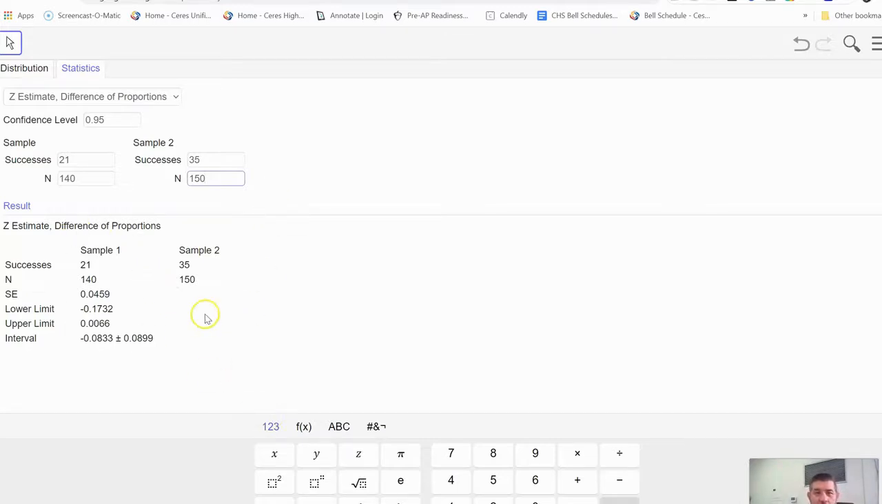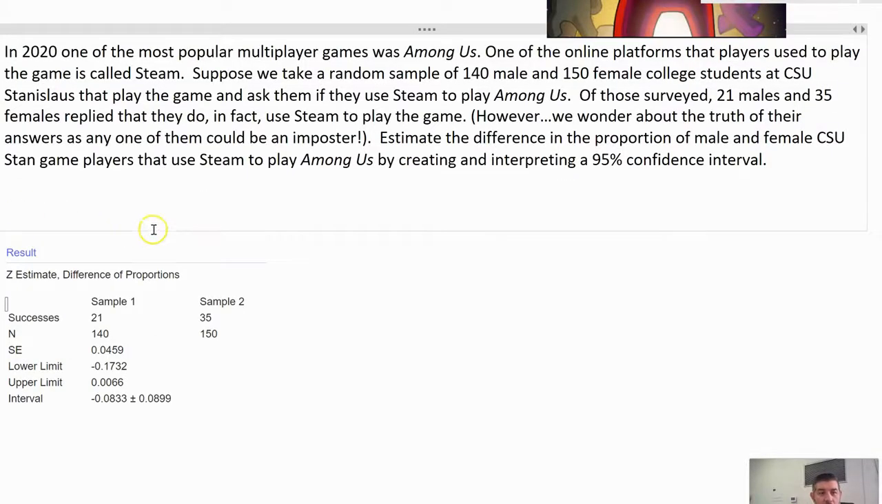So what we're going to do is we're going to cut and paste this into our document so we can see what that looks like. Okay, just as we did before, we're going to use our lower limit and our upper limit, right? Now, notice that our lower limit is negative and our upper limit is positive. Well, that was because we are looking at a difference of two proportions. So we're comparing the male proportion, which is our sample 1, and the female proportion, which is our sample 2.